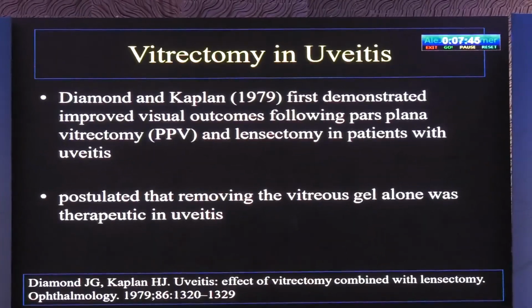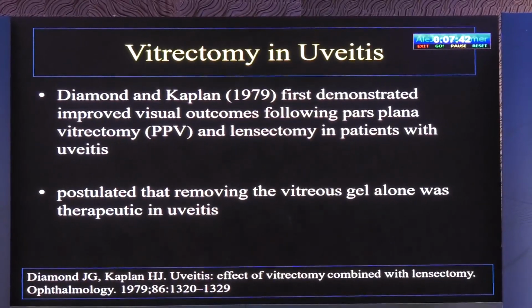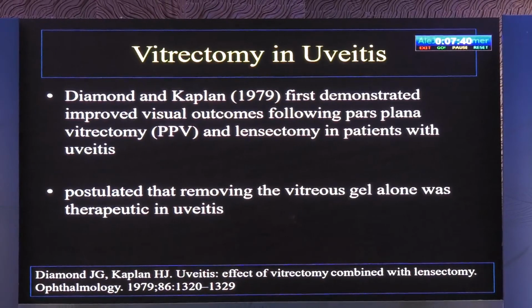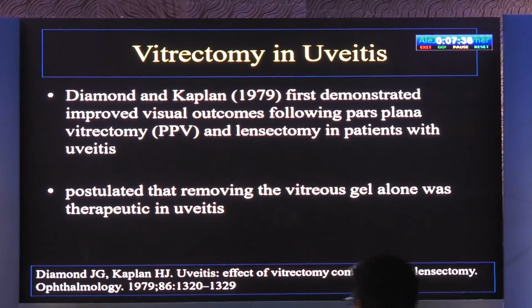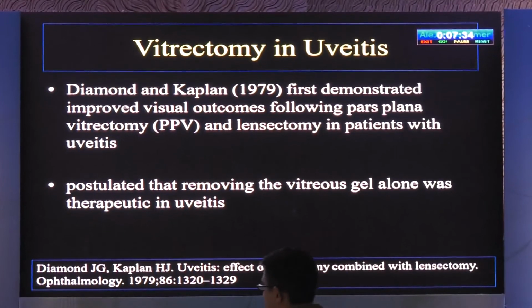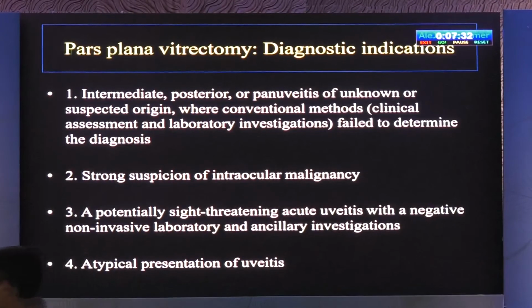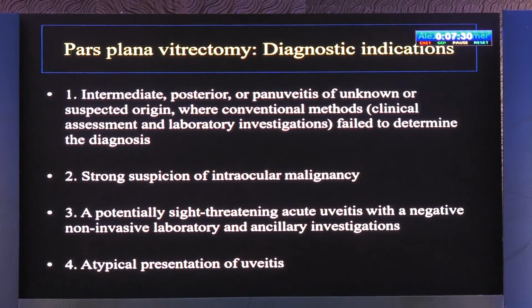So, it was the first time in 1979 that the usefulness of pars plana vitrectomy and lensectomy was reported in patients with uveitis. Basically, they postulated that removing just the vitreous gel alone was therapeutic in uveitis. And following this, there were lots of publications on 20 gauge and then later on microincision vitreous surgery.